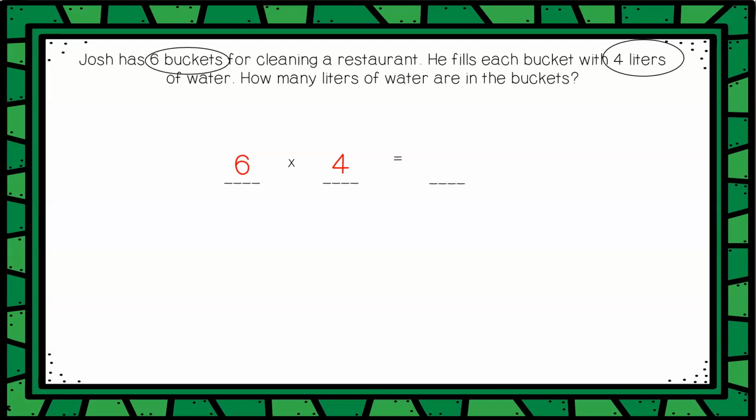After you have used your strategy, you see that 6 times 4 is 24, which means that 24 liters of water are in the buckets and can be used to clean the restaurant.